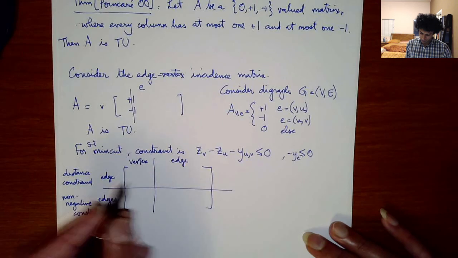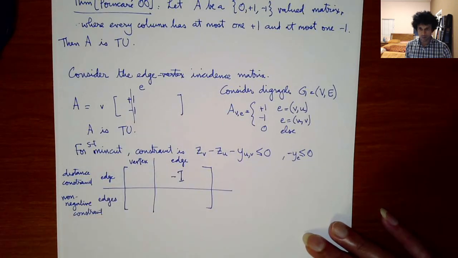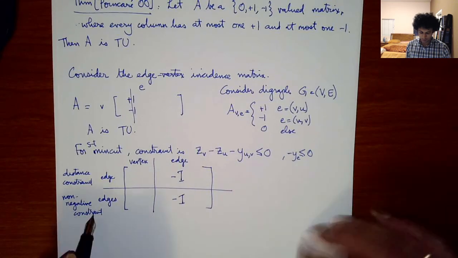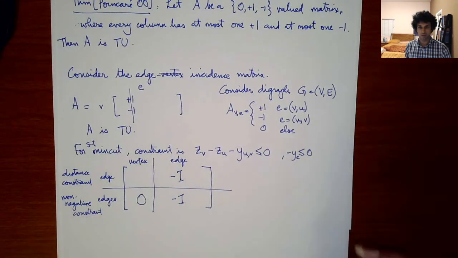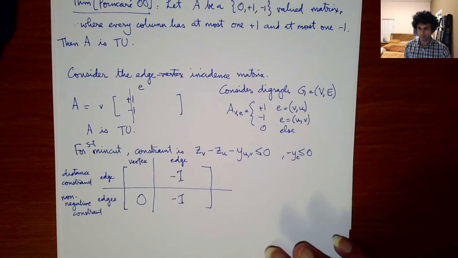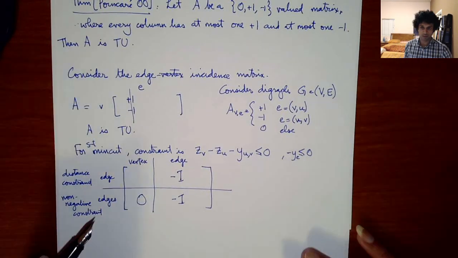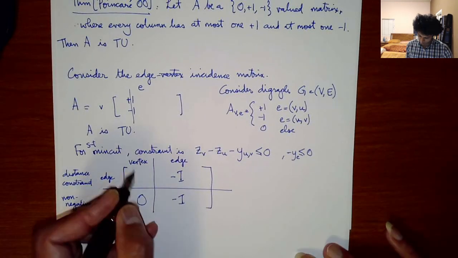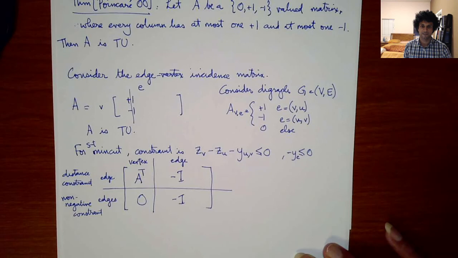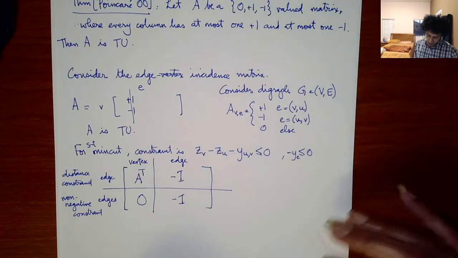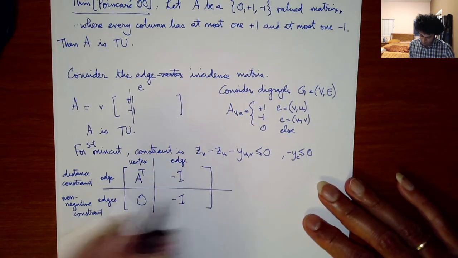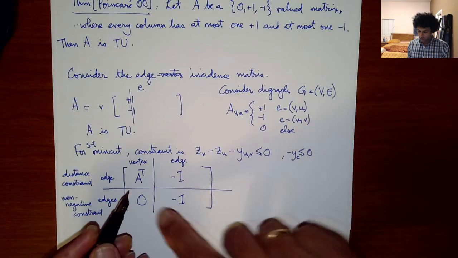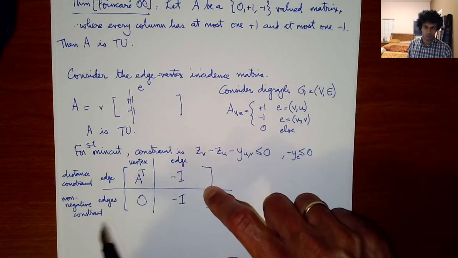Here you just have minus the identity, and here you have minus the identity. In these non-negativity constraints, the vertices don't participate, so that's just a 0. And what you have here is exactly the transpose of this matrix, because every edge is going to participate twice. So this is the matrix. It turns out, because A transpose is totally unimodular, you can argue that this matrix is also totally unimodular.